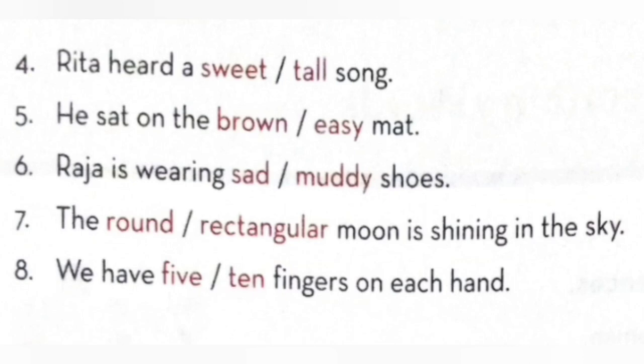Fifth question. He sat on the dash mat, brown or easy. He sat on the brown mat or he sat on the easy mat. Find out the answer and circle. Raja is wearing dash shoes, sad or muddy. Muddy means full of mud. Seventh one, the dash moon is shining in the sky, round or rectangular. Eighth one, we have dash fingers on each hand. Okay. So count. So exercise A is over.